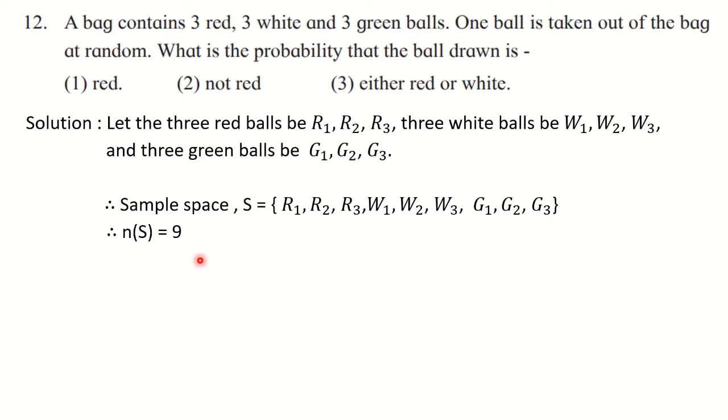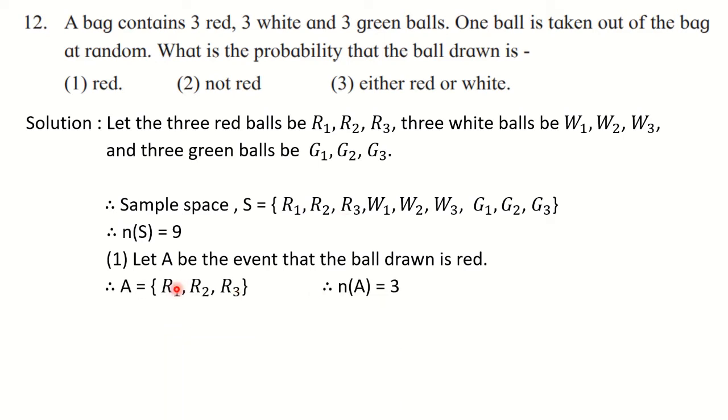Let us go towards the events now. The first event we will take as A. We write the statement: let A be the event that the ball drawn is red. Now we choose the sample points from the sample space. Here we want only red, so we have 3 sample points, R1, R2 and R3. Therefore, set A is R1, R2 and R3. Number of elements in set A is 3, that means n of A is 3.